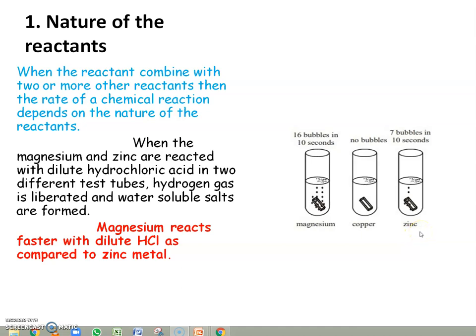That means we can say that the rate of any chemical reaction also depends upon the nature of the reactant. Either the reactant is more reactive or less reactive.